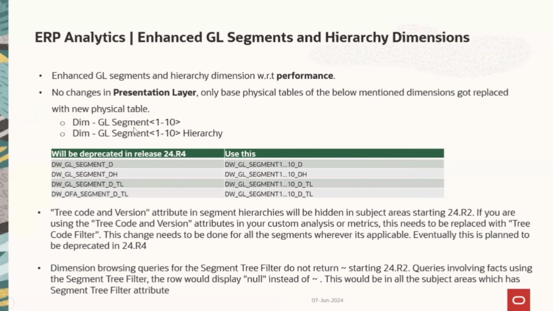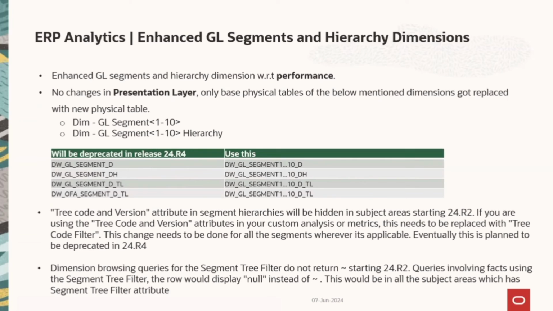Because of this change, there are new tables available, and you can see the details in the documentation. The old table will be deprecated in 24R4, which is two releases away. If you're using this table, start using the new table called out here. For example, earlier if you were using DWGL segment D, you should now start using these 10 tables.